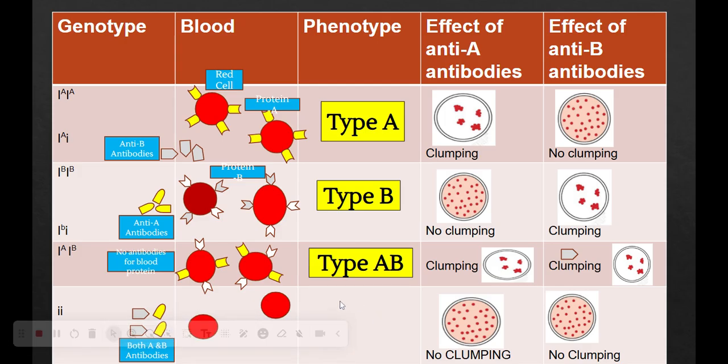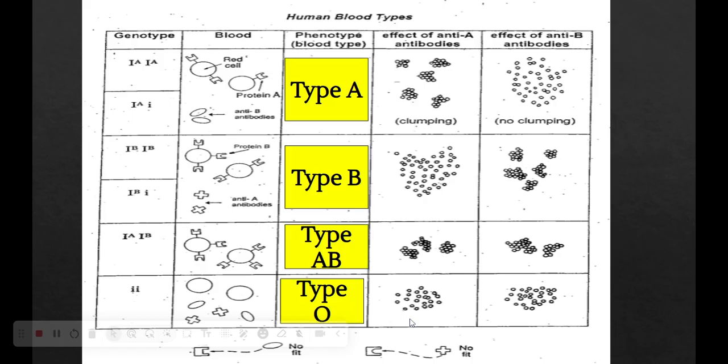Okay, then it's on to little i i. You have both anti-A and anti-B antibodies in your blood, but you have no antigens on the cell membranes of your red blood cells. Your phenotype is type O, and you'd have no clumping if you're exposed to antibodies, since you already have the two antibodies in your bloodstream. And this is just the same thing.